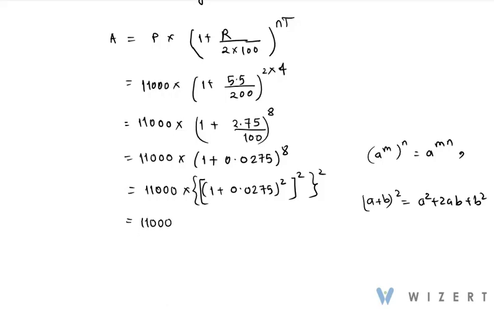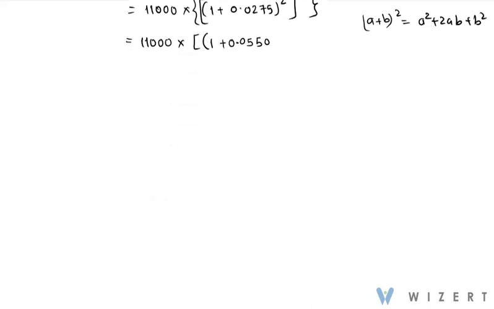So 11,000 multiplied by 1 plus 0.0275 whole square is 1 square plus 2 into 1, which is 2. So 2 into 0.0275 is, let's see, 2 5s are 10, 2 7s are 14 plus 1 is 15, 2 2s are 4 plus 1 is 5, 0.0550. So 2ab is written. Let's now find b square.